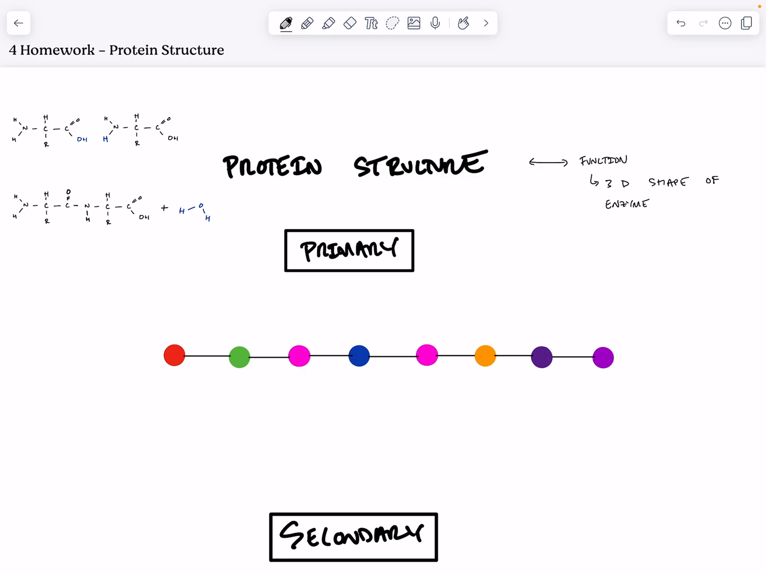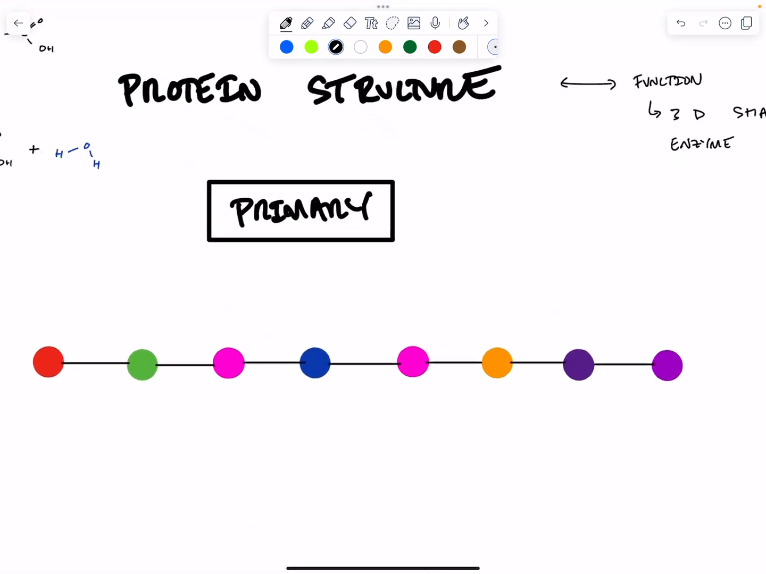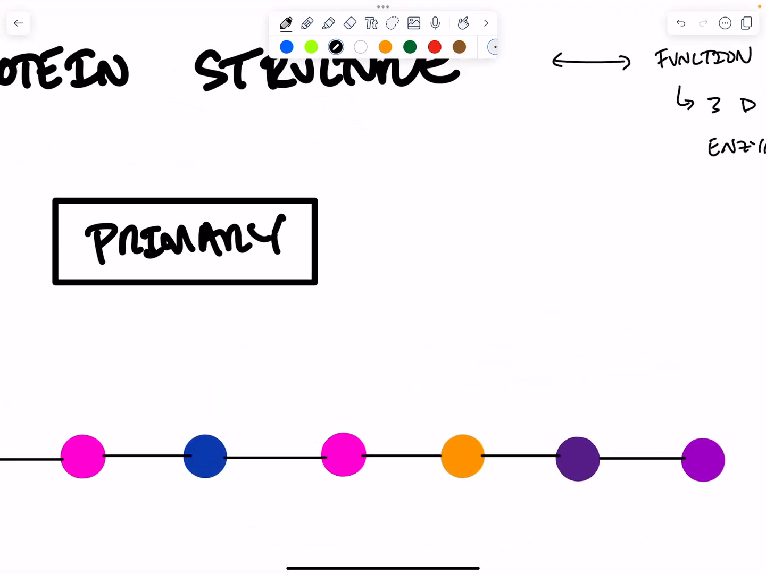Okay, so the first layer of structure is called the primary structure, and it is the sequence of amino acids in the protein. So the primary structure is the sequence of amino acids.